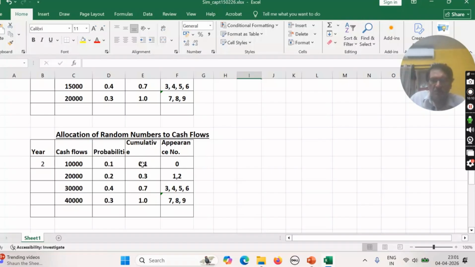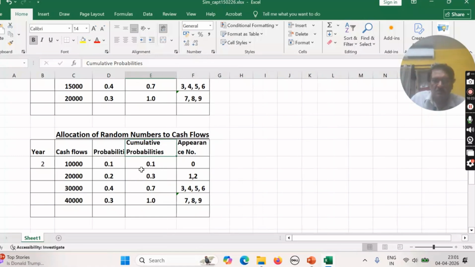First you have to prepare the cumulative probabilities. This is actually the cumulative probabilities. Okay, and this is 0.1. The cumulative probabilities have to increase: 0.1, then plus 0.2, that's why 0.3, and you add 0.4, that is 0.7, and 0.7 plus 0.3 is 1.00.